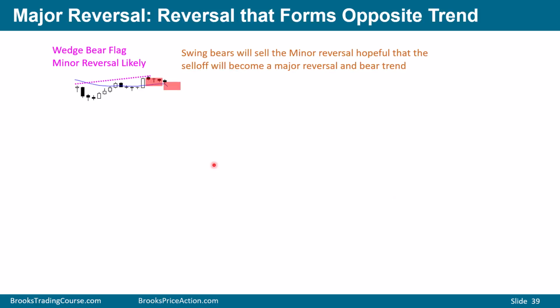Major reversals. They're reversals that form opposite trends. Here we have a wedge, bear flag, 1, 2, and 3. The swing bears, they'll sell the minor reversal, hopeful that the sell-off will become a major reversal in a bear trend. So bears, they'll sell right where my mouse is, and they'll put a stop a couple of ticks above, taking a chance that this will form a strong bear trend.